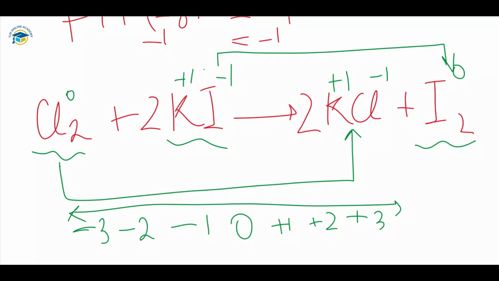So from 0 to -1, there is a decrease in the oxidation state, so this one is the reduction. This is the decrease, so this one is the reduction. And from -1 to 0, because it moves towards the right on the number line, there is an increase in oxidation state, and an increase in oxidation state means that is the oxidation.